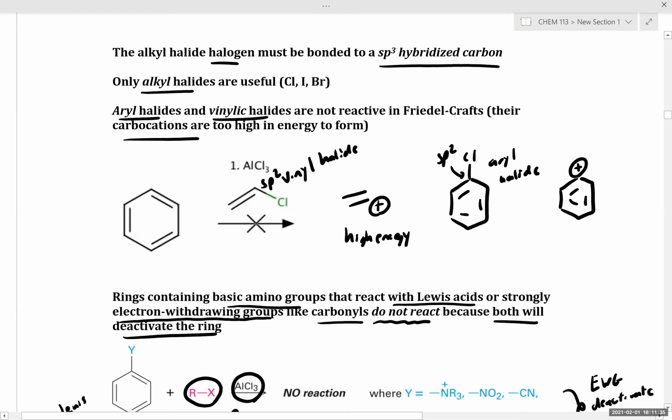So you're almost never, you're never going to see Friedel-Crafts reaction of vinyl or aryl halides because there's such a huge energetic barrier to generating this aryl or vinyl carbocation. Did that answer your question?